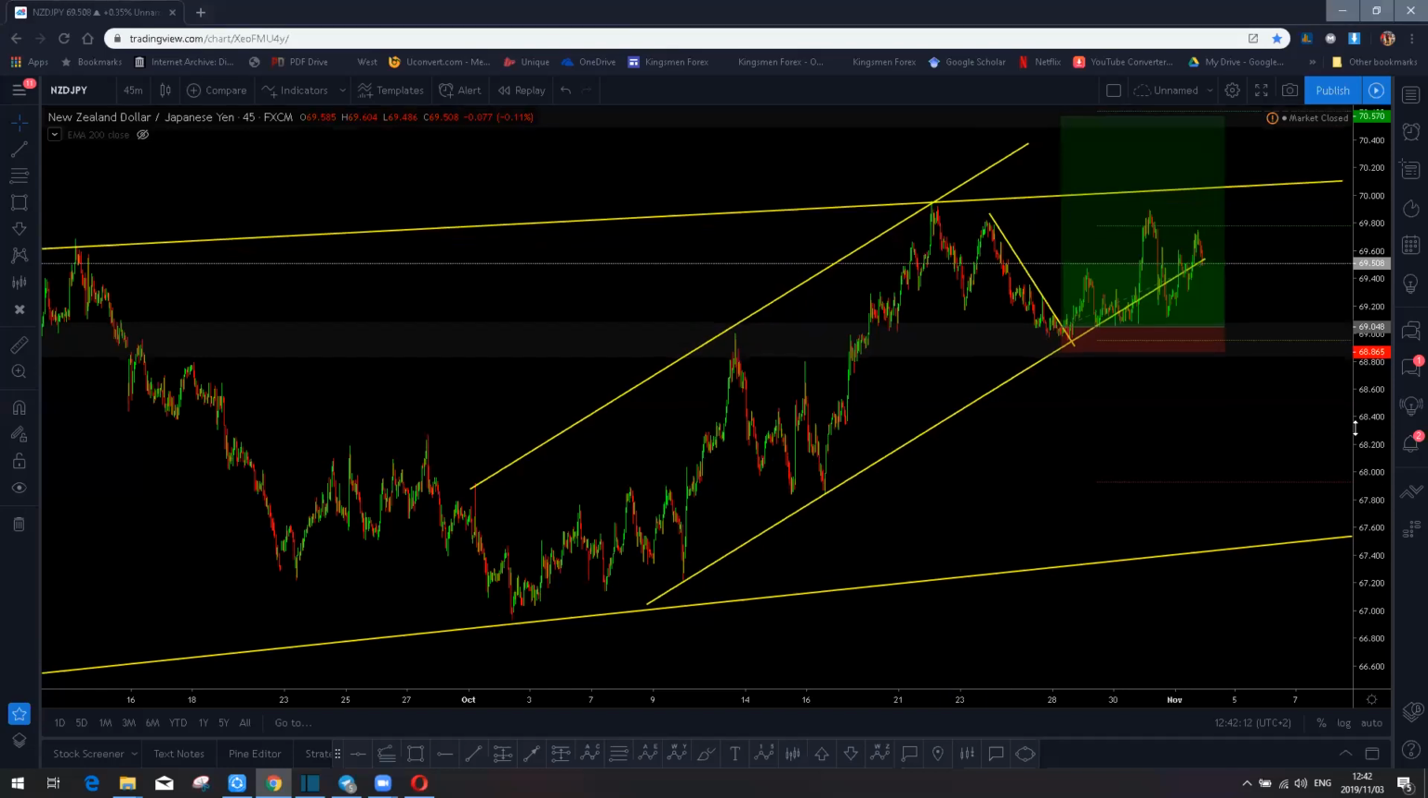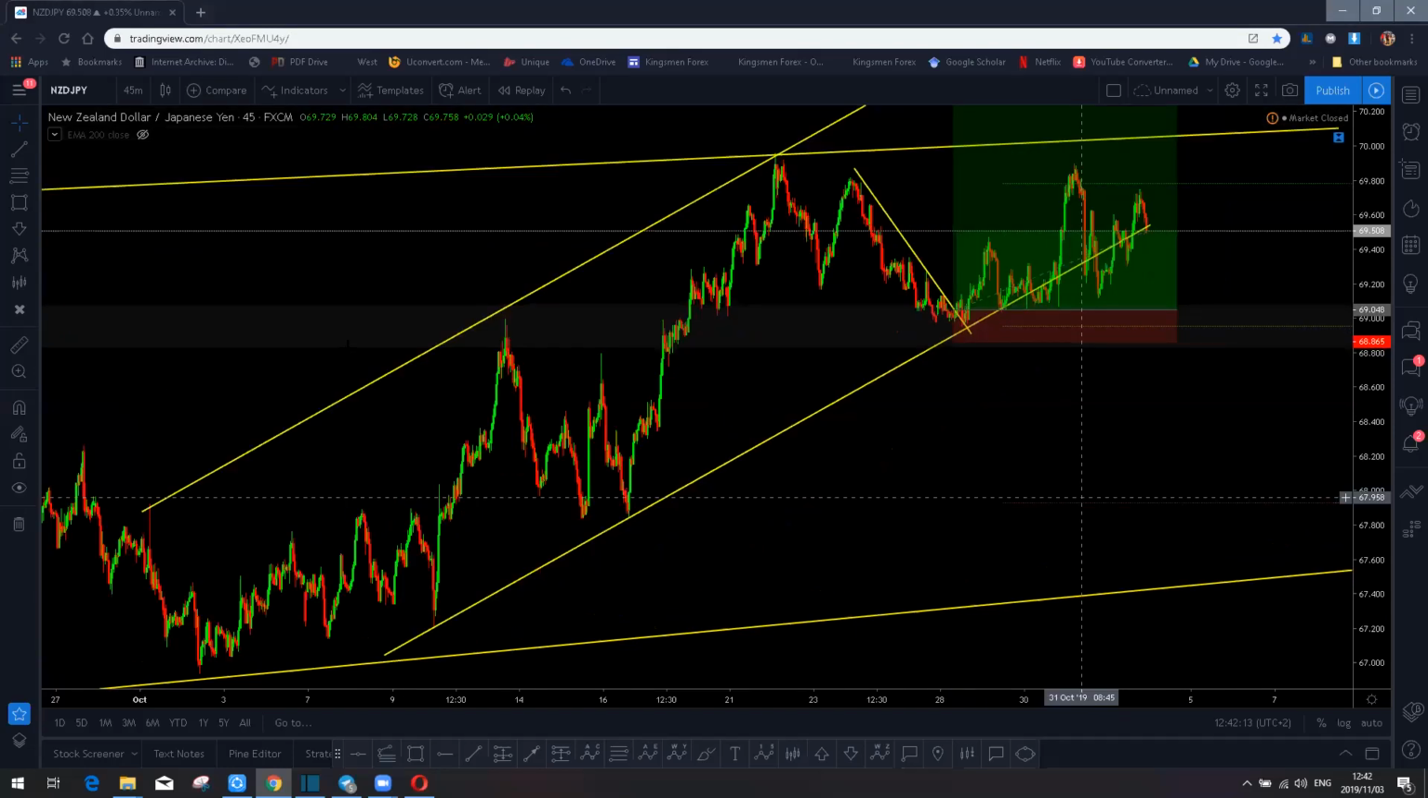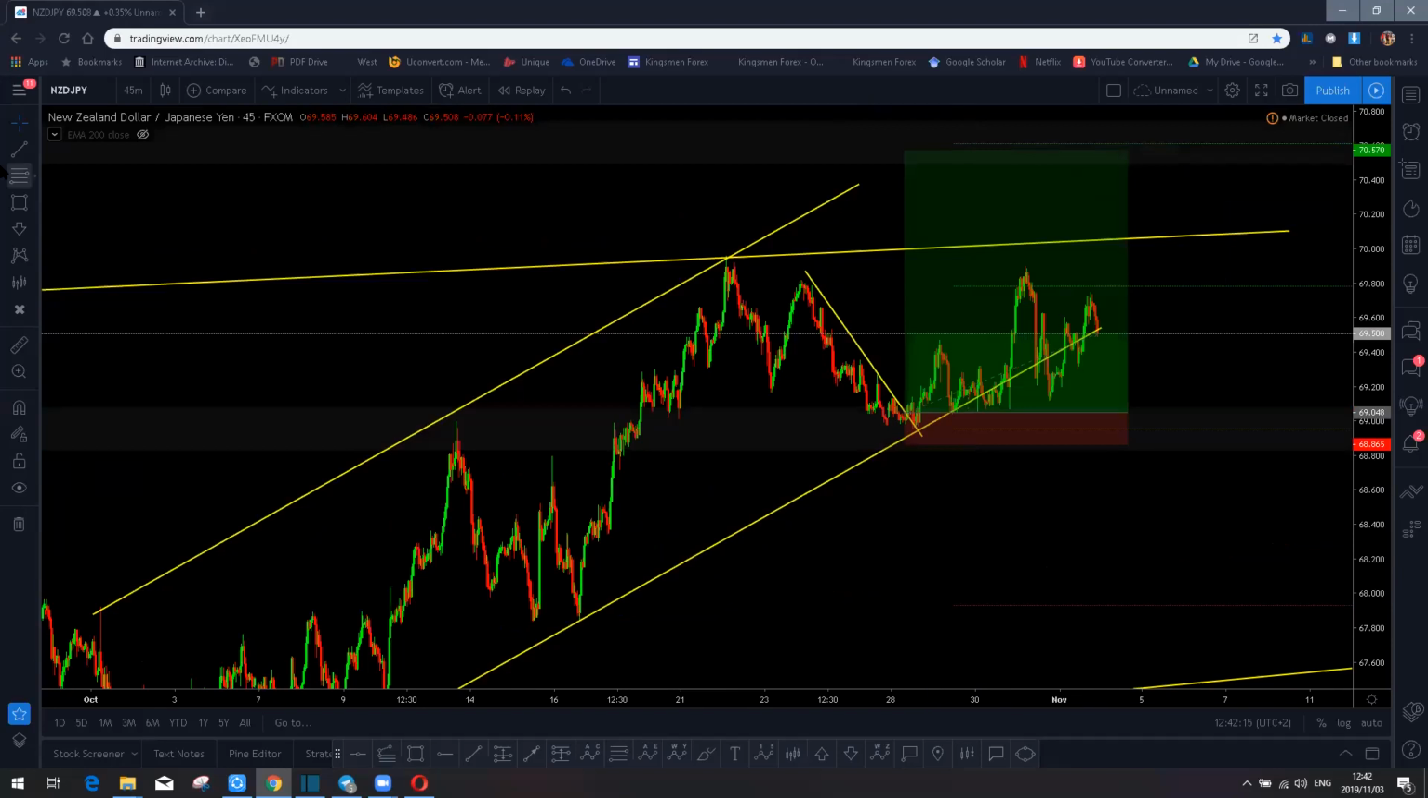Okay, so this is how our trade played out. It's not moving as impulsively as I would have liked it to, but we are in profits because I expected to have the same behavior as this previous impulse. But it seems to be moving sideways.